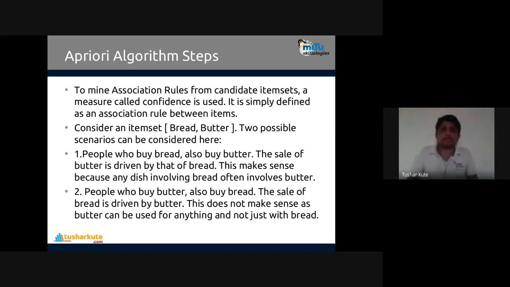Consider an item set, bread and butter. Two possible scenarios can be considered here. People who buy bread also buy butter. The sale of butter is driven by that of bread. This makes sense because any dish involving bread often involves butter. Second, people who buy butter also buy bread. The sale of bread is driven by butter. This does not make sense, because butter can be used with anything, not only with bread.